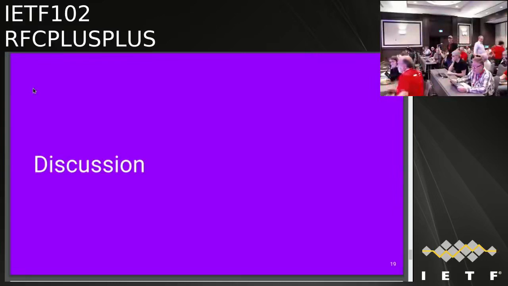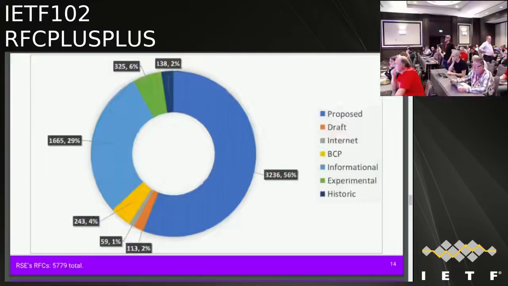Warren Kumari, would you mind quickly flipping to the draft thing that shows how many documents are informational, proposed standard, etc.? So, okay, yeah, that one. So one of the things that I've heard people saying is that people get confused between proposed standards and informational and BCP, and oh my God, that's a problem. I get confused by this color scheme.